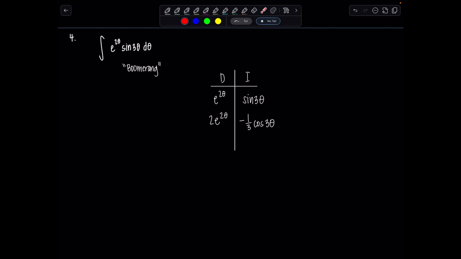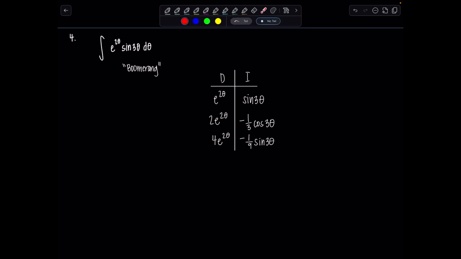So derivative of 2e to the 2 theta would be 4e to the 2 theta. Never mind that aircraft flying. I don't know what it is. Okay, and then antiderivative of negative 1/3 cosine 3 theta. That's negative 1/9 sine 3 theta.